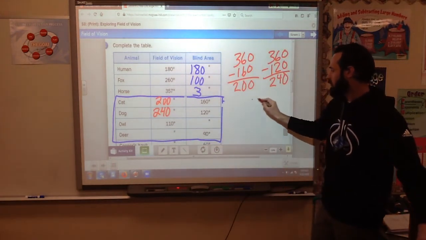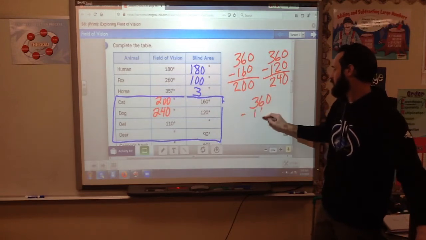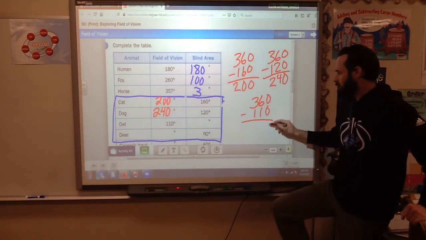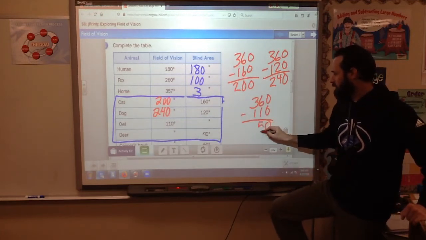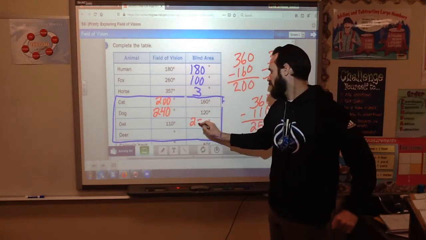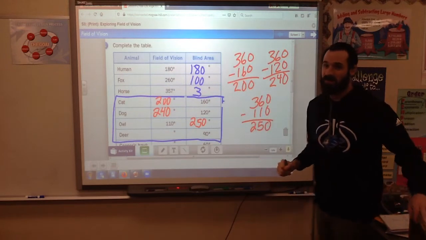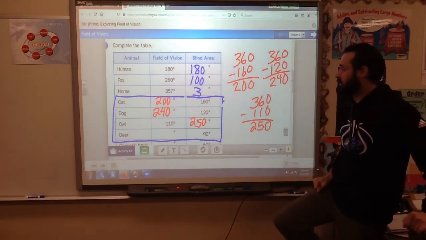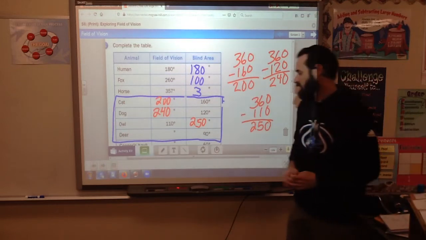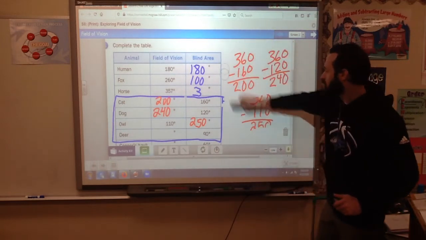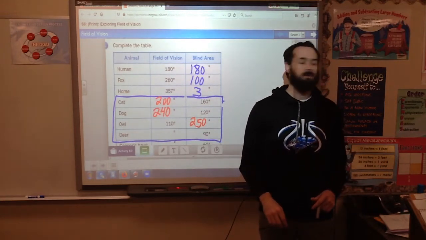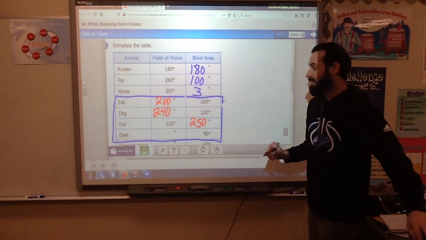Owls, 360 minus 110. You guys haven't even had to regroup. This is way too easy for you guys. 0 and 0 is 0, 6 and 1 is 5, 3 minus 1 is 2. Owls have a blind spot of 250 degrees. So you'd have an easy time, well, owls maybe have other senses that maybe I'm not considering, but if you were quiet, you'd have an easy chance of sneaking up on an owl, if you came from a way it wasn't looking. But if you ever watch an owl, owls are constantly moving their heads, so that's how they have very keen eyesight.